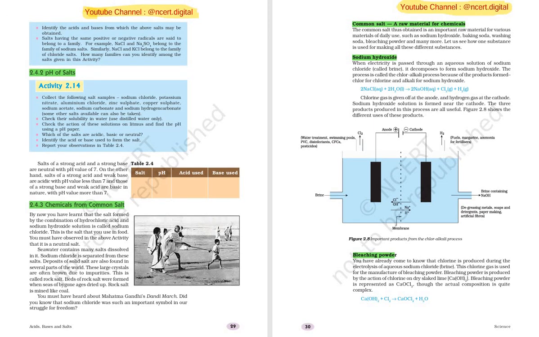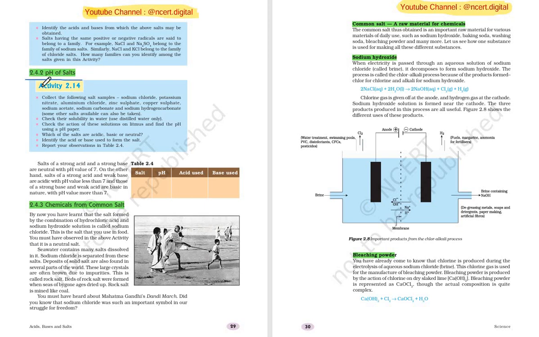Bases from which the above salts may be obtained. Salts having the same positive or negative radicals are said to belong to a family. For example, NaCl and Na2SO4 belong to the family of sodium salts. Similarly, NaCl and KCl belong to the family of chloride salts. How many families can you identify among the salts given in this activity?